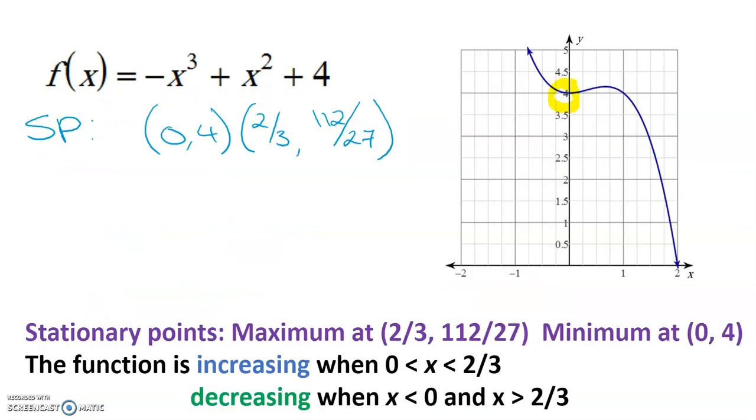So you can see the two stationary points here, and you can see that the function is decreasing at these 2 points. So we have written that when x is less than 0 and greater than 2/3, and it's increasing when x is between 0 and 2/3. And that is how you find stationary points and their nature using differentiation.